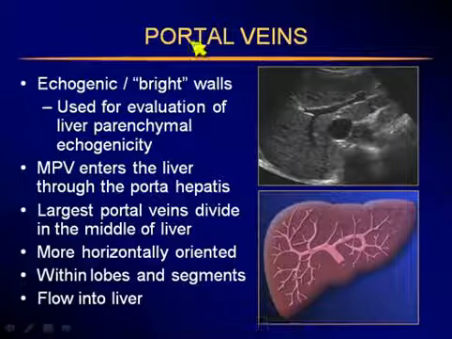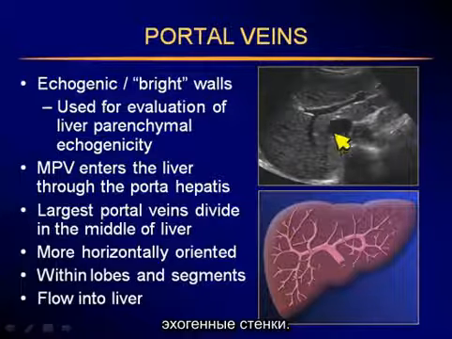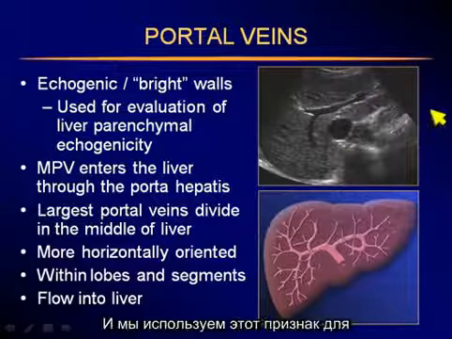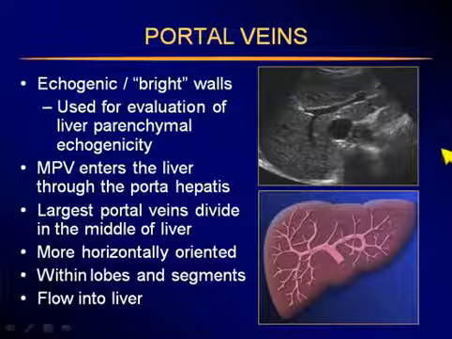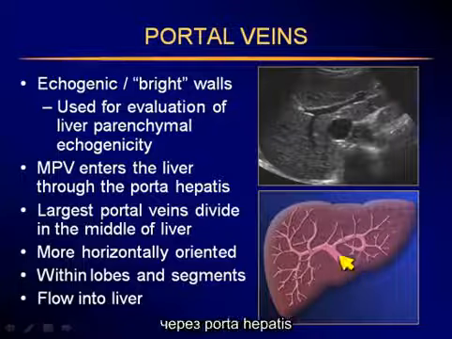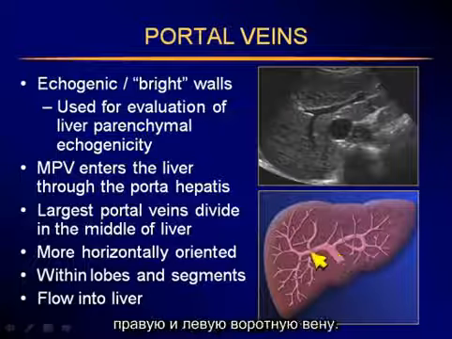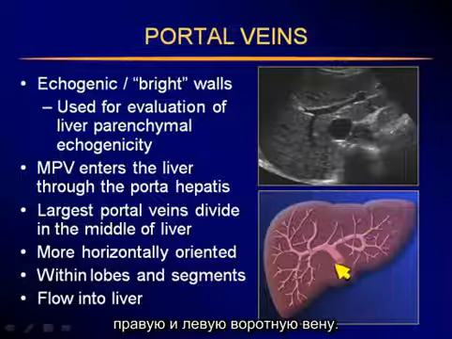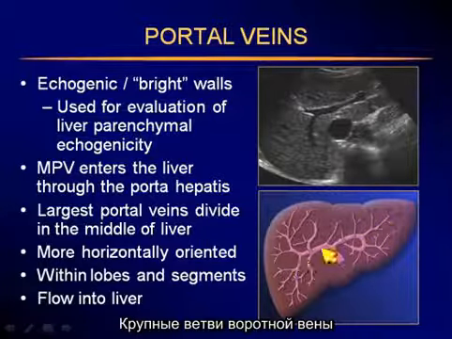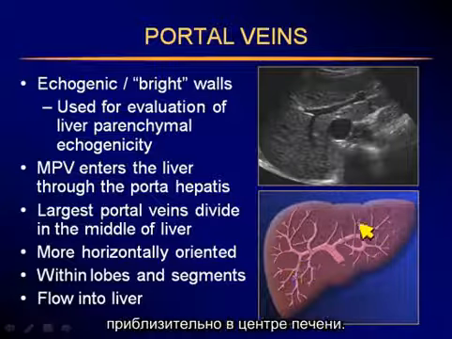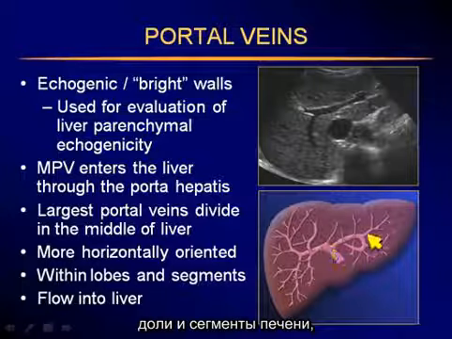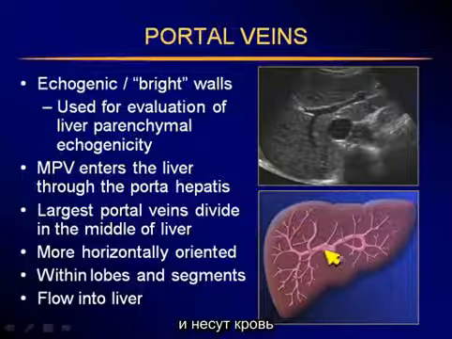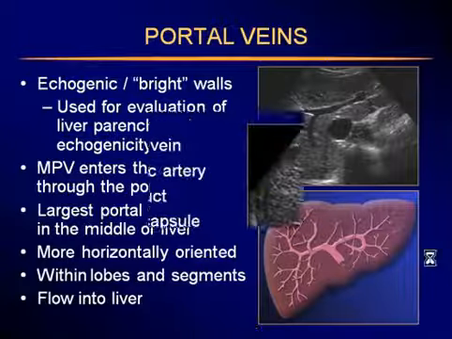of the walls. Portal veins have bright echogenic walls, and we use this for comparison of parenchymal echogenicity. What happens is the main portal vein enters the liver through the porta hepatis and almost immediately splits into a right and left portal vein. The largest portal veins divide horizontally approximately in the middle of the liver, and they supply lobes and segments, and they carry blood flow into the liver.